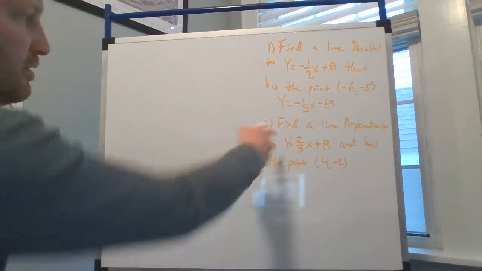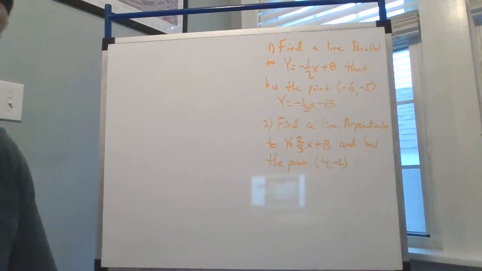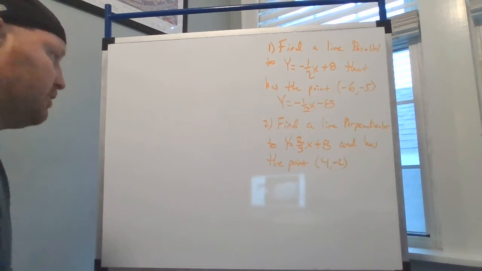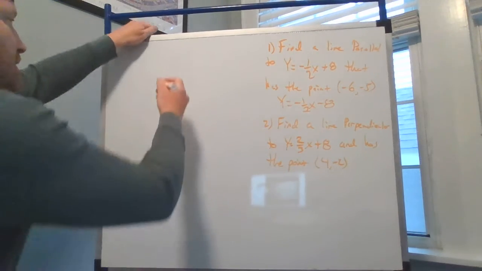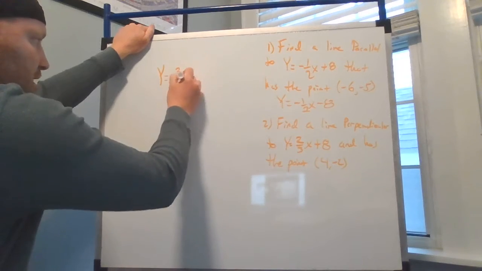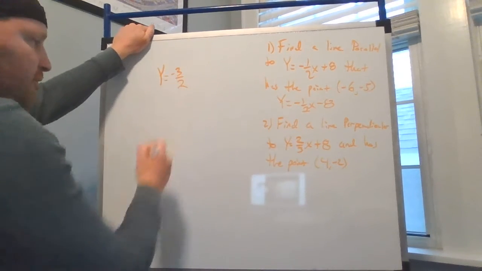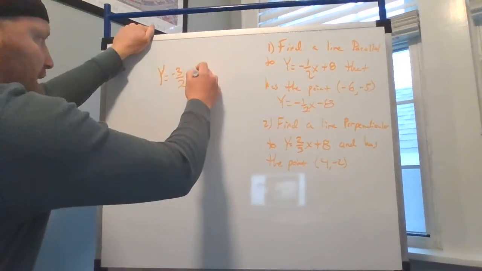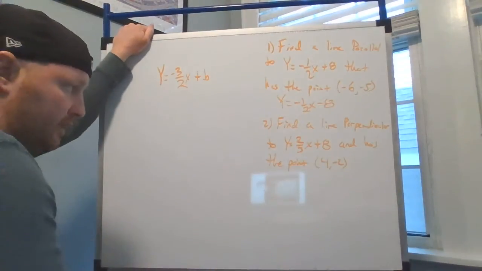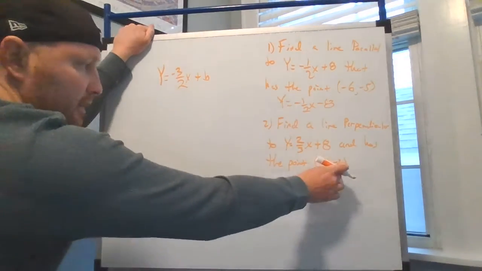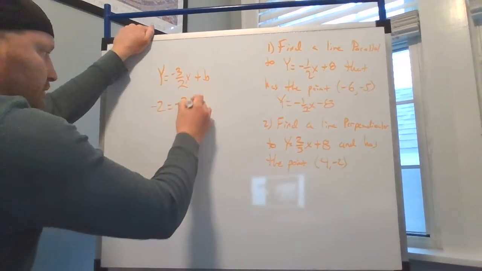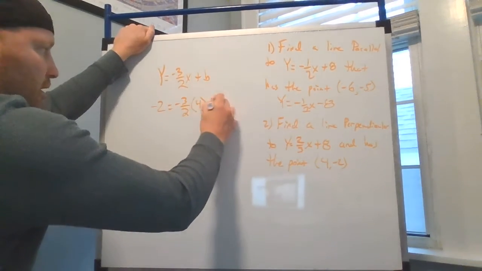So, this one says, find a line perpendicular to y equals 2/3 x plus 8, and has the point (4, -2). Again, just follow the process. We know the rule of this slope. Reciprocal is 3/2. Opposite goes from positive to now negative. So -3/2 x plus b. Okay. Just like before, solve for the y-intercept. So let's replace x and y with the given values. So I've got -2 equals -3 over 2 times 4 plus b.